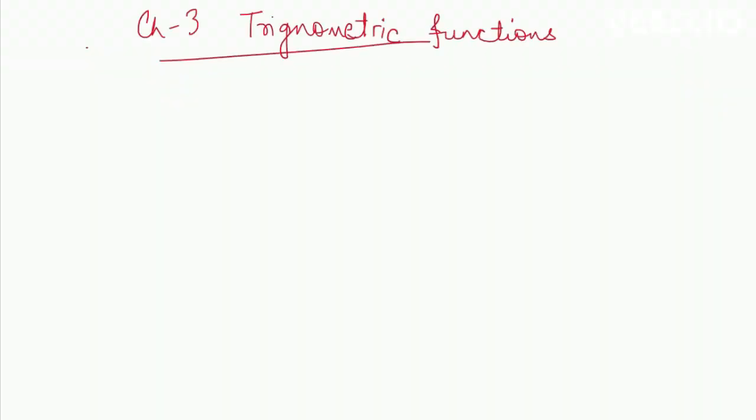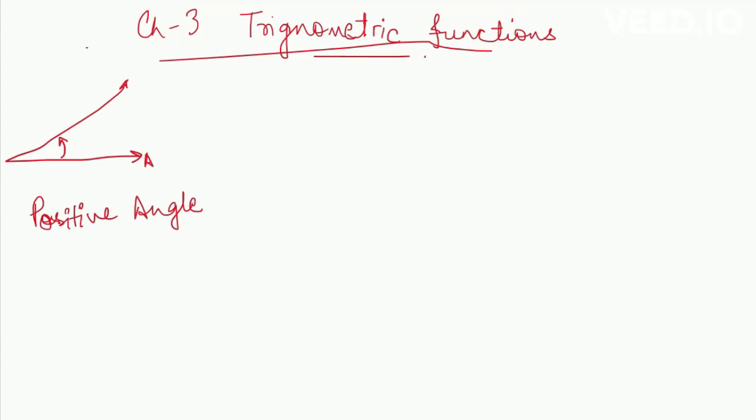So we are going to study chapter number 3, trigonometric functions. In this chapter, we will be dealing with degrees, radians, positive angles, negative angles, how to convert degrees into radians and radians into degrees. So let's start with the positive angle.